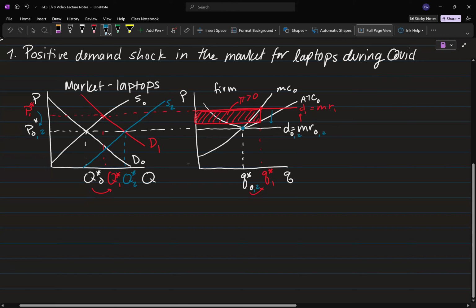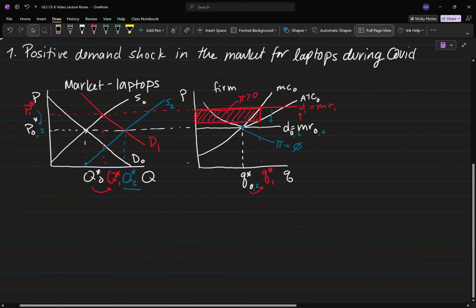So firms are back producing what they were prior to the shock. Now there are just more of them. So we have more firms producing the amount that was produced prior to the shock, and so more quantity traded overall. And lastly, price is back at that minimum average total cost level, and so profits are zero. Okay, so that is our analysis of a positive demand shock using the perfectly competitive market model.